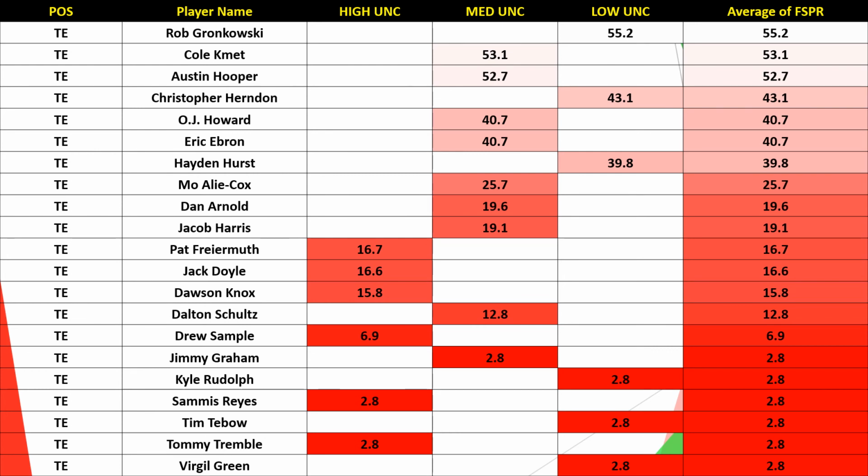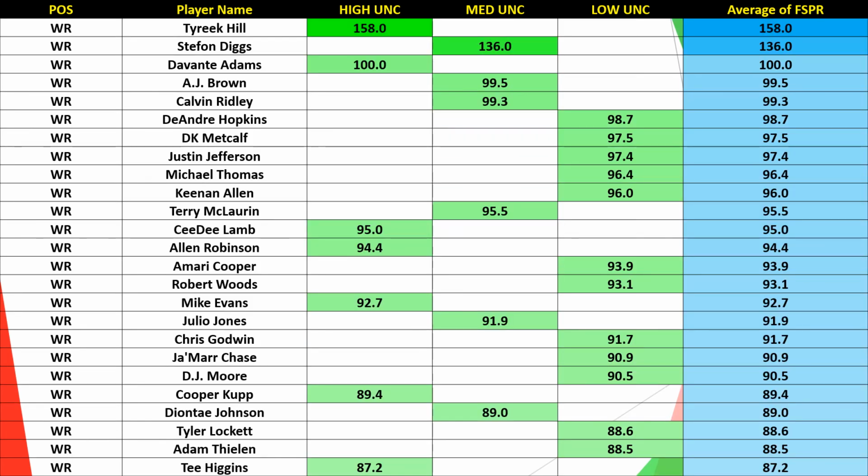So some people say, oh, these are sleepers. Well, hard to see sleepers with this kind of rankings here. Not sure who the sleepers are. Wide receivers, Hill and Diggs, both of them above 100. Hill has high uncertainty because the quarterback had high uncertainty. Diggs, medium uncertainty. Davante Adams has high uncertainty. DeAndre Hopkins, Metcalf, Jefferson, Thomas, and Keenan Allen, all in the top 10 and thought to be the safest of the top wide receivers there.